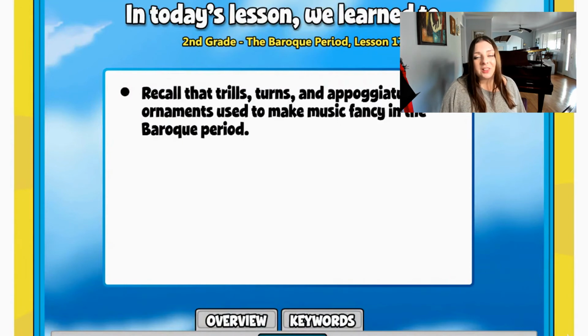Well, we learned a lot about the Baroque period, its fancy ornaments, and about Handel and his life today. We learned to recall that trills, turns, and appoggiaturas were ornaments used to make music fancy in the Baroque period.